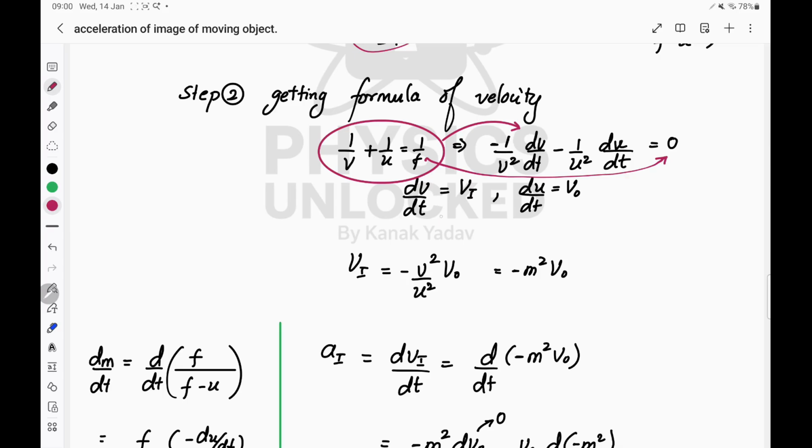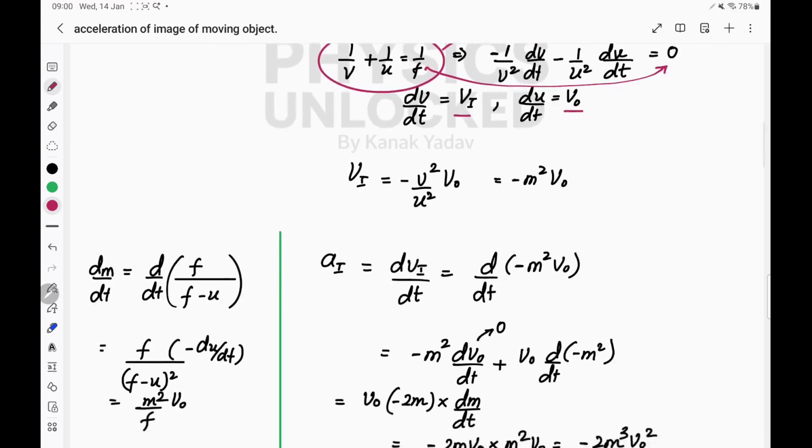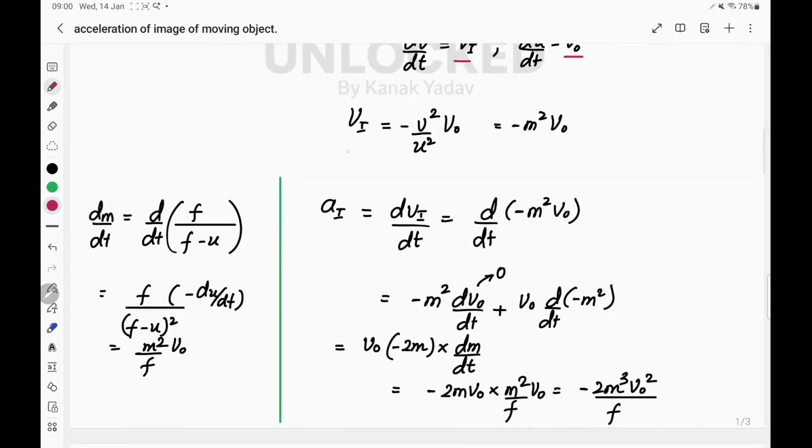We can write dv by dt as velocity of image, du by dt as velocity of object, and we arrive at the velocity relation of object and image in the normal convention, which is velocity of image is minus v square by u square times velocity of object. The term v square by u square can be simply written as magnification square. So velocity of image is minus magnification square times the velocity of object.